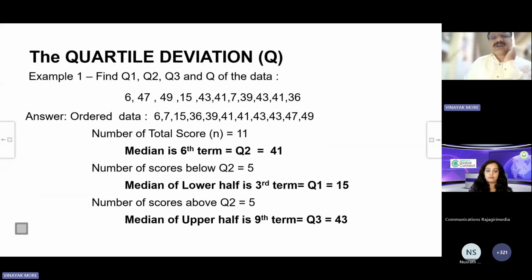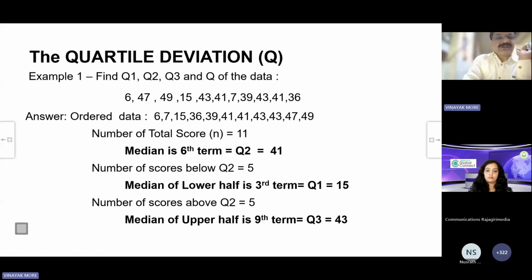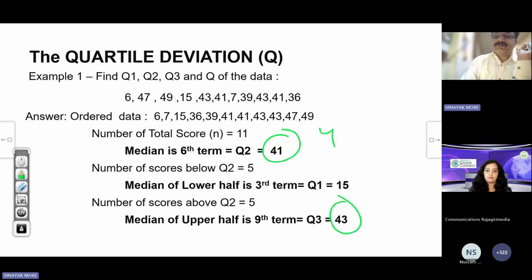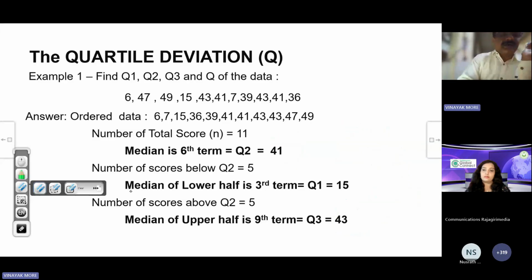And how to find the deviation? Simply, you can use Q3 minus Q1 upon 2 to find the quartile deviation. Based on that, Q3 is 43 minus 41, divided by 2. It gives 2 upon 2, so it is 1. So the deviation is 1 for this data.